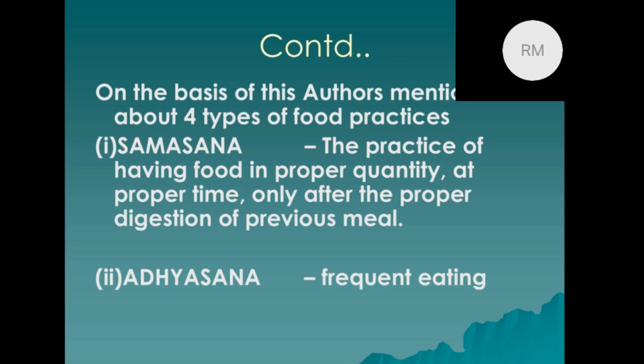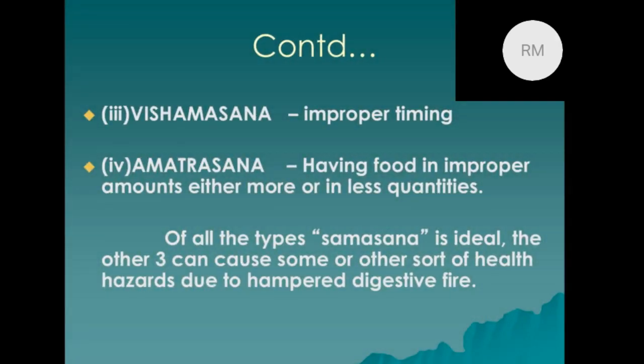The next one is Vishamashana. So your diet habit may be wrong in terms of the frequency of your meals or in terms of the timing. When your timing is disturbed, then it is called Vishamashana, wrong timings. So you have a late breakfast or too early lunch or late lunch, or you skip meals. This is called wrong timings, and this is called Vishamashana.